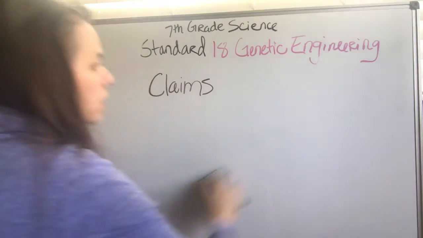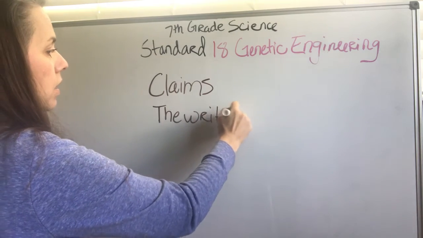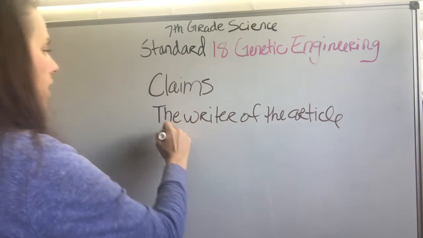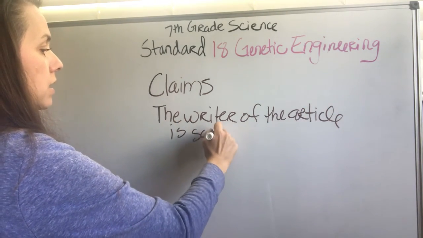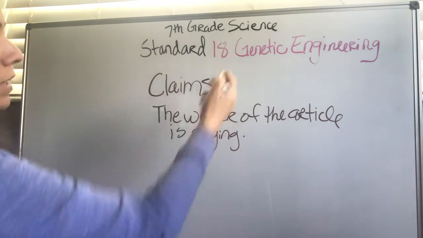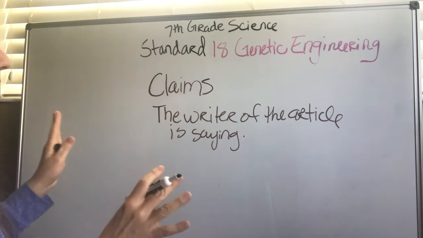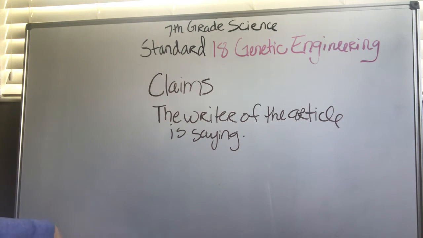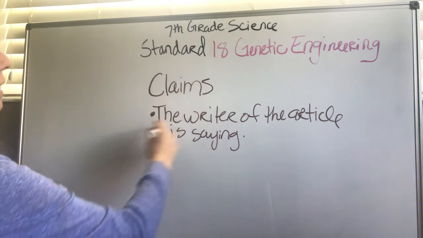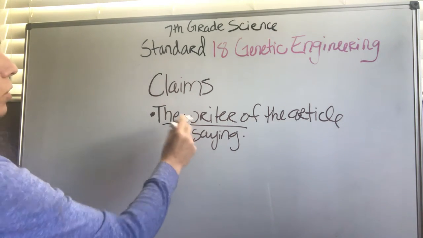We're looking at what the writer of the article is saying. That's their claim, not ours. When we start talking about our claim and how we feel about the genetic engineering they're describing, then that's not what we're doing. Then you're talking about your claim. So the point is, you need to be able to read articles and identify the claim of the writer. What is the writer saying?